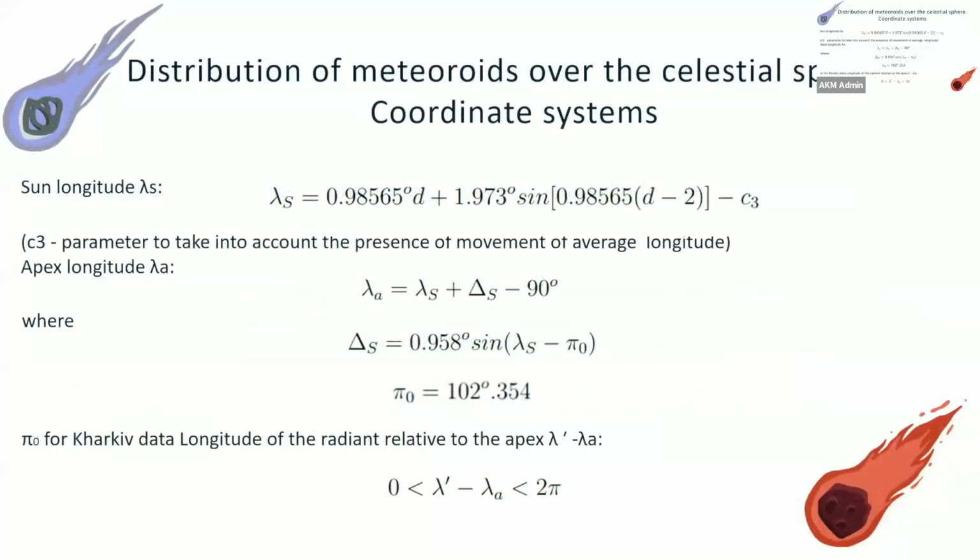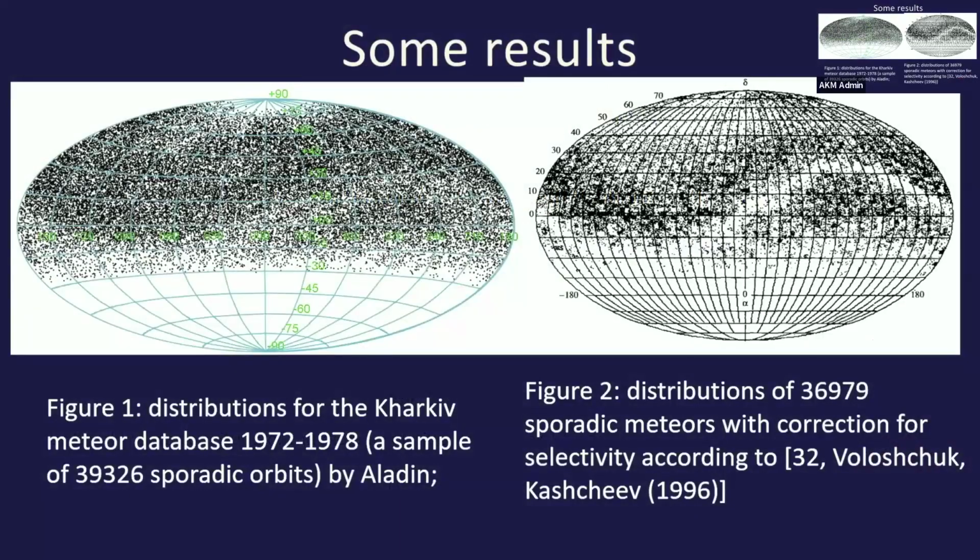Here are some formulas that show the relation between the longitude of the sun and the longitude of apex, made by previous researchers in Kharkiv.